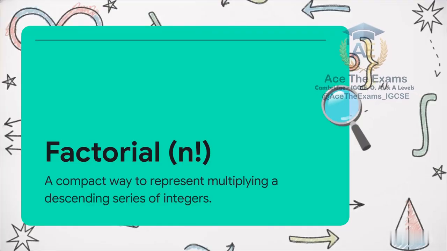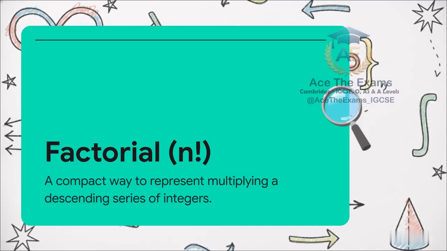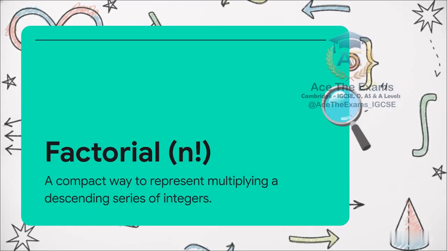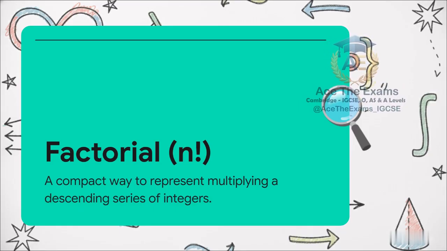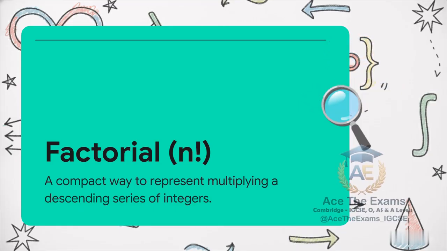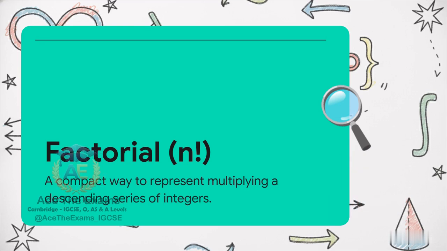This next one is fun, but it trips people up. The crucial point here is that an exclamation mark isn't math shouting at you excitedly. In our language, an n followed by an exclamation mark is read as n factorial. It is a compact, elegant way to represent multiplying a descending series of integers. 5 factorial is 5 times 4 times 3 times 2 times 1.